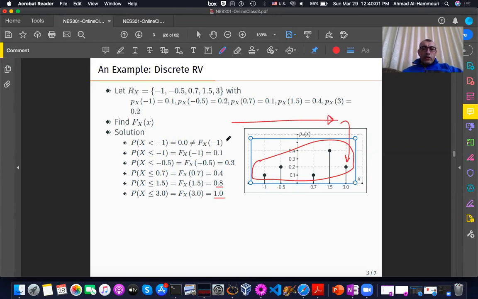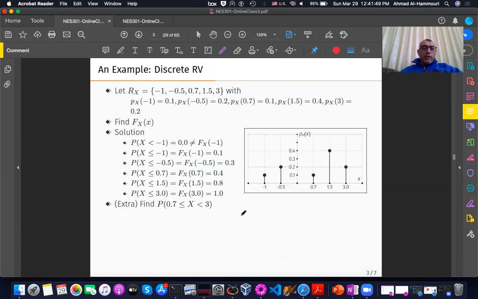Now, I need just to make sure you all understood how I came up with these points, and in two ways. Either I add the point I'm stepping on to the previous accumulated value, or I add them from the beginning, which is going to be the same, as you see from here. Is everything okay?